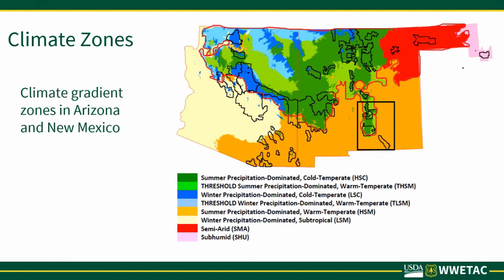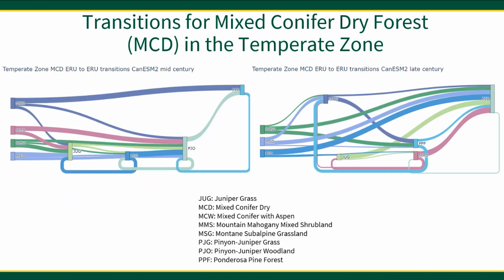Okay, so what I'm showing here is a diagram that represents transitions as derived from our model. So the diagram has links and nodes. The nodes are the ERUs. The links between the ERUs are transition probabilities that we derive from this process. I'm just highlighting mixed conifer dry forest. I mean, the actual transition diagram is much more complicated. This is just highlighting what's going on with mixed conifer dry.